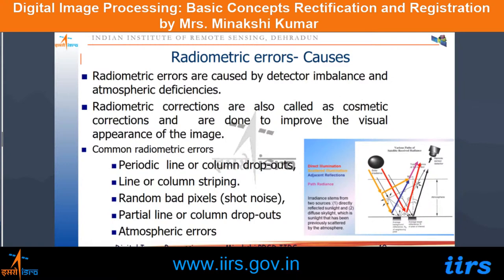And they cause a cosmetic effect. The image doesn't look cosmetically good. So these corrections are also called cosmetic corrections, to improve the visual appearance of the image. Now, common radiometric errors, I will come to them one by one, are line or column stripings, line and column dropouts, and random pixel stops. Now this was periodic, the complete line stopping, complete line and column dropout or stripings, or it could be partial also, right? And then atmospheric errors.